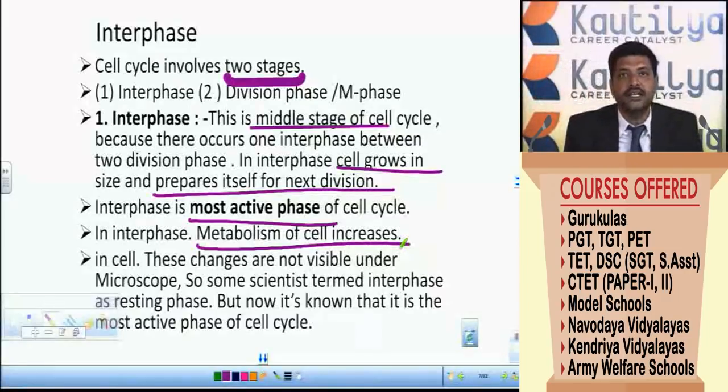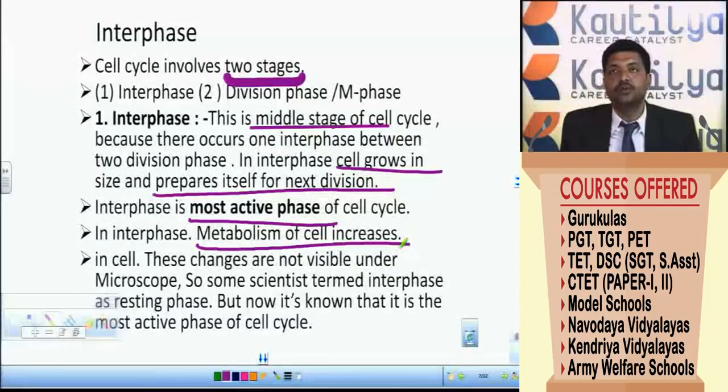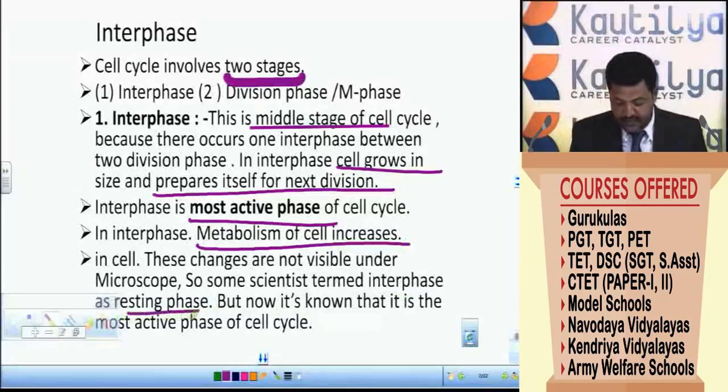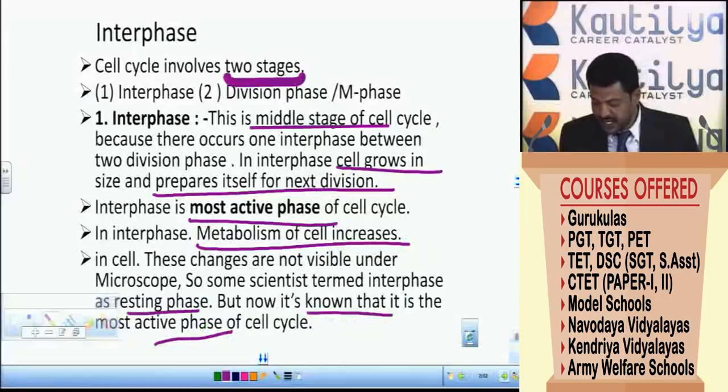In the cell cycle, the changes are not visible under the microscope because everything is in the form of chromatin. There are no chromosomes to observe. So interphase is not easily observed. Some scientists termed interphase a resting phase, but now it is known to be a very active phase of the cell cycle.